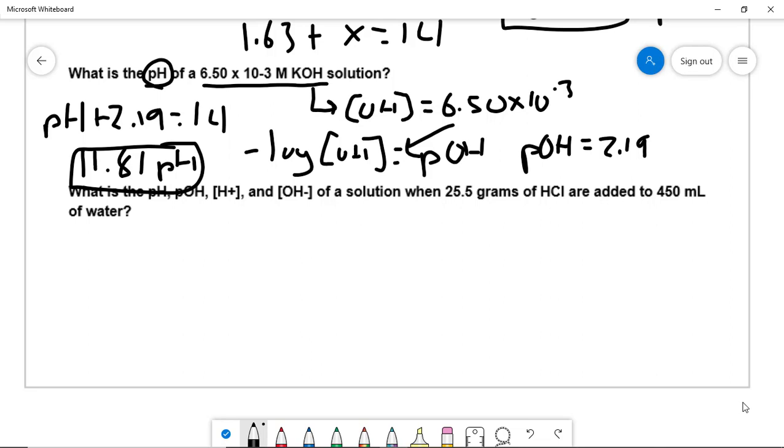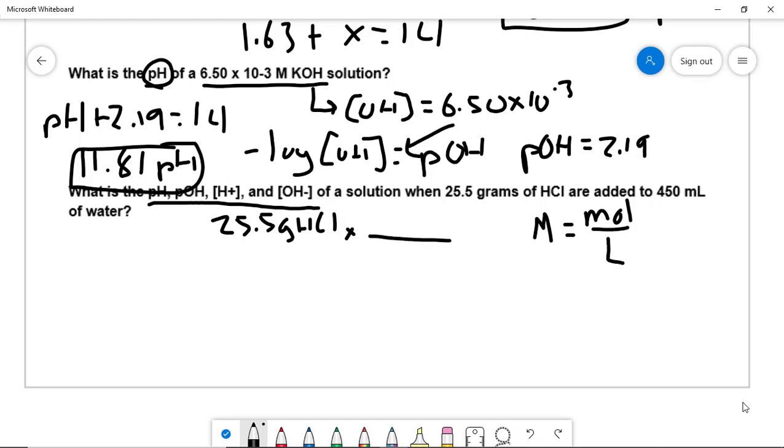Okay. Next question says, what is the pH, pOH, H, and OH of a solution when 25.5 grams of HCl are added to 450 milliliters of water? Well, this doesn't give me concentration. It doesn't give me molarity. But if I remember from a long, long time ago, molarity is moles per liter, right? And I can convert 25.5 grams of HCl, grams to moles. Where do I find that information? I guarantee you just said periodic table. I can get my moles. Is it 0.70?